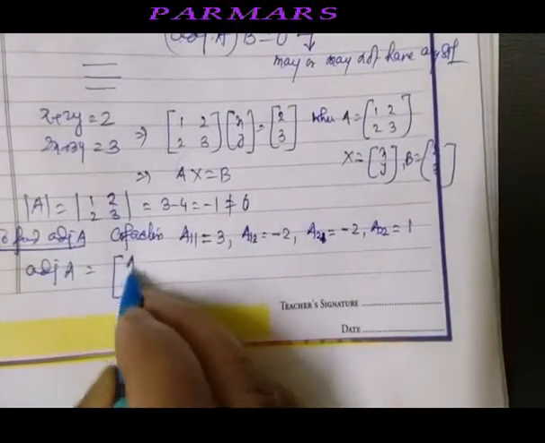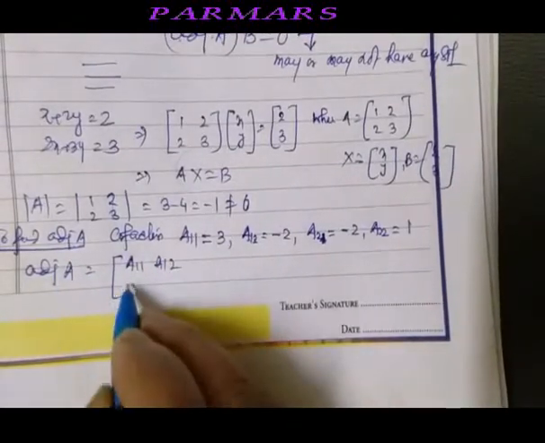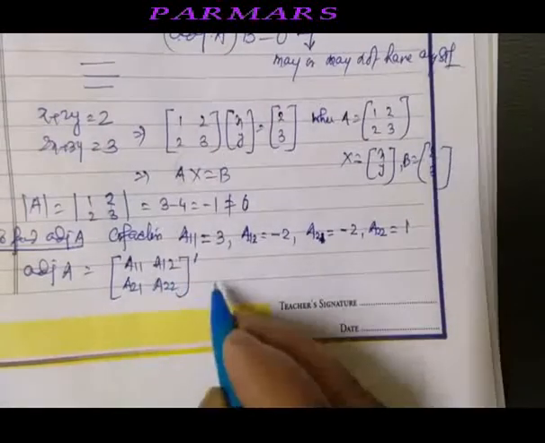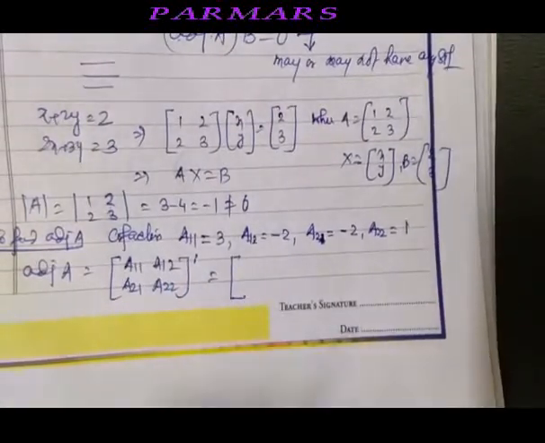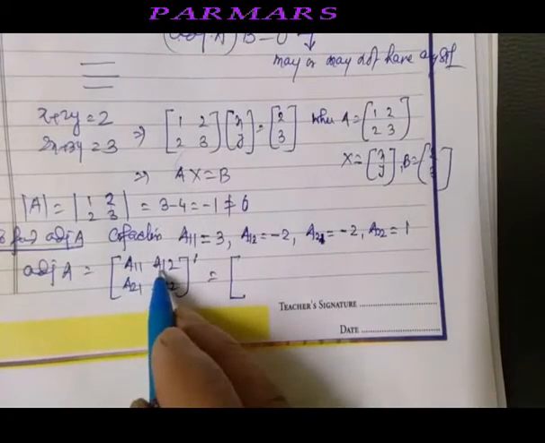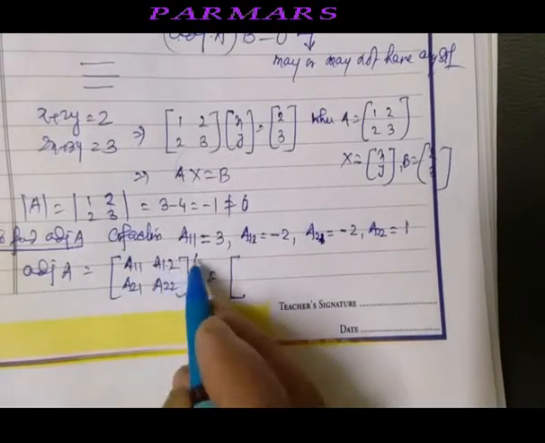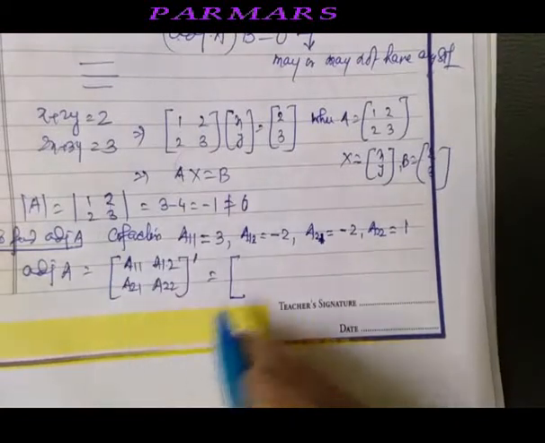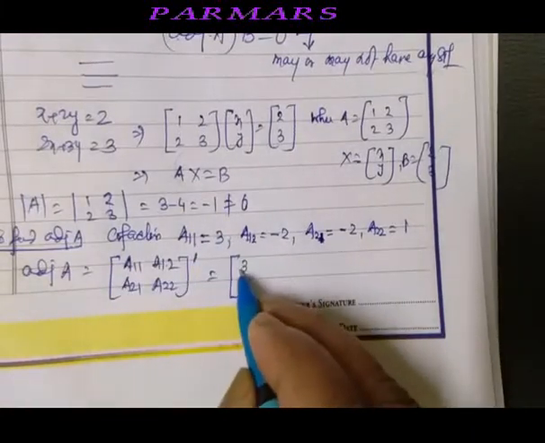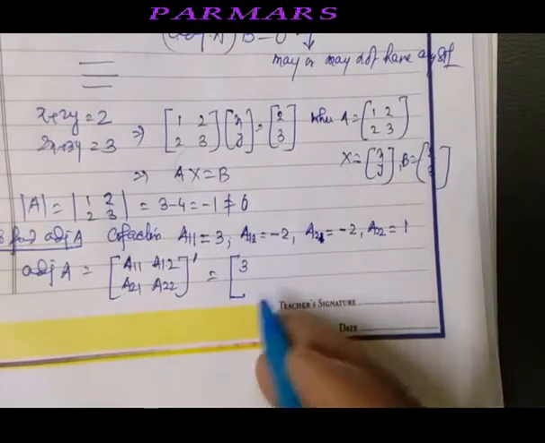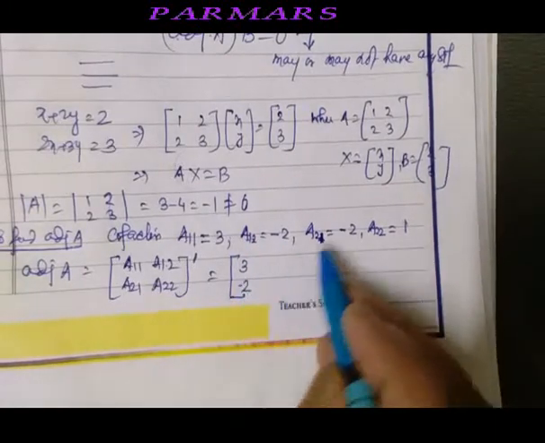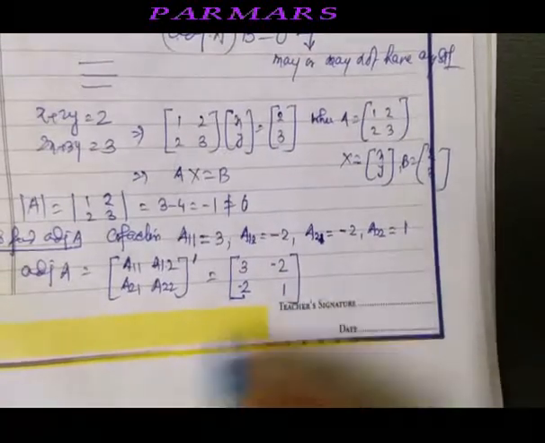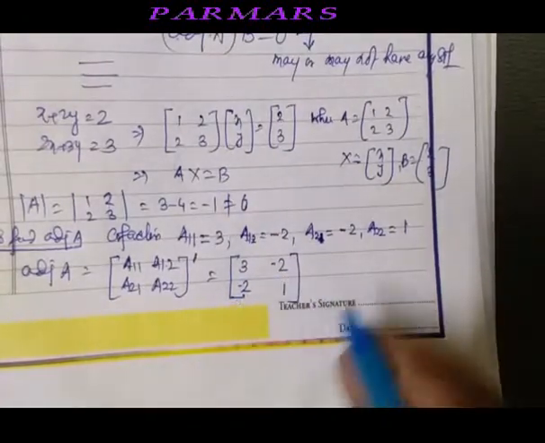What is adjoint A? It is the transpose of A11 A12 A21 A22 transpose. Now I am writing down, putting the value of these and making its transpose, means changing the row into column. So A11 is 3, A12 is minus 2, and here, transposed, this is minus 2 and this is 1. So this is the adjoint of the matrix.